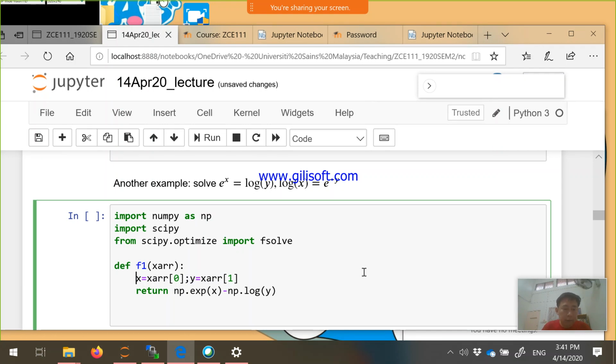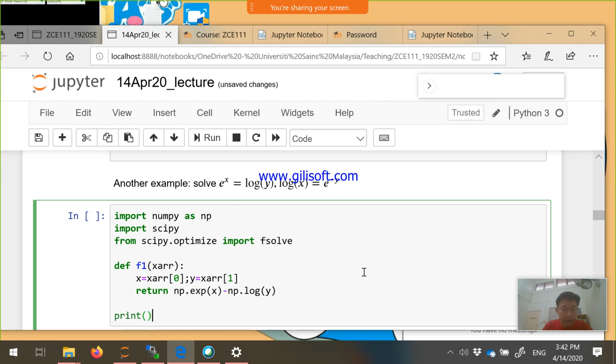Now be careful, the x and the y that you see in the definition of the function f1 are what we call local variables. Local variable means that if you print out x and y outside this definition, the values of x and y will not be passed out. Let me try to explain what I mean by that.